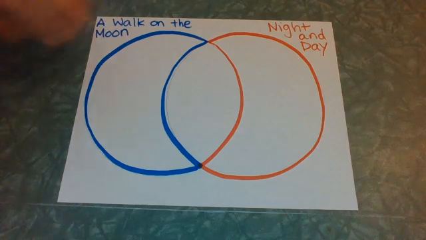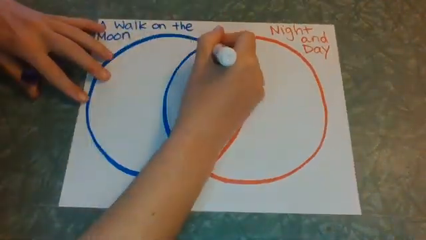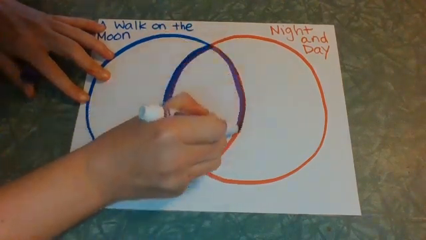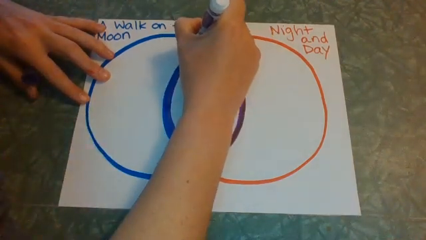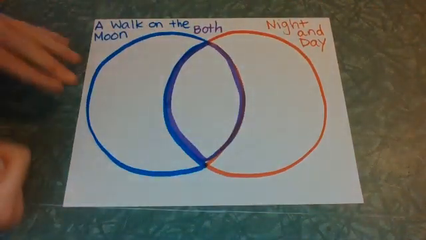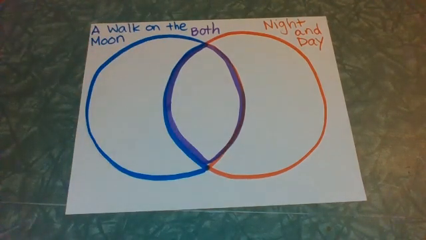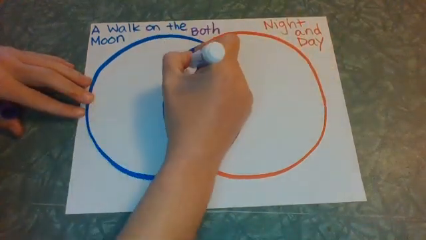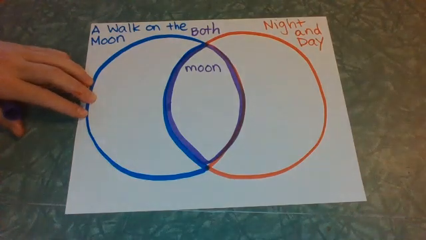In the middle, you have a shape that looks kind of like an eye. And that is for the things that are true about both of these books. So I'll write both here. And I usually like to start here because it's easier for me to compare two things to see how they're the same. Both of these books, A Walk on the Moon and Night and Day, they talk about the moon. So I'm going to write the word moon in there.